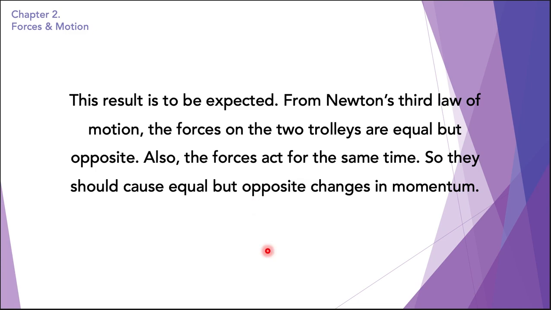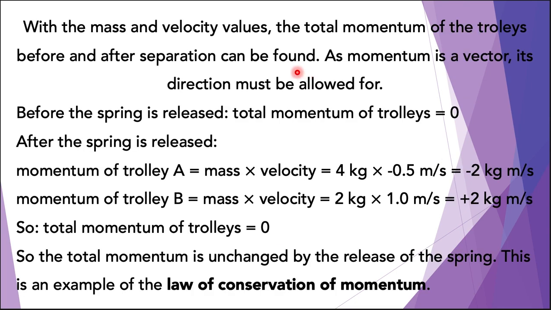So also the forces act for the same time, so they should cause equal but opposite changes in momentum. So the change in momentum should also be equal but opposite in direction. With the mass and velocity values, the total momentum of the trolleys before and after separation can be found. As momentum is a vector, its direction must be allowed for.